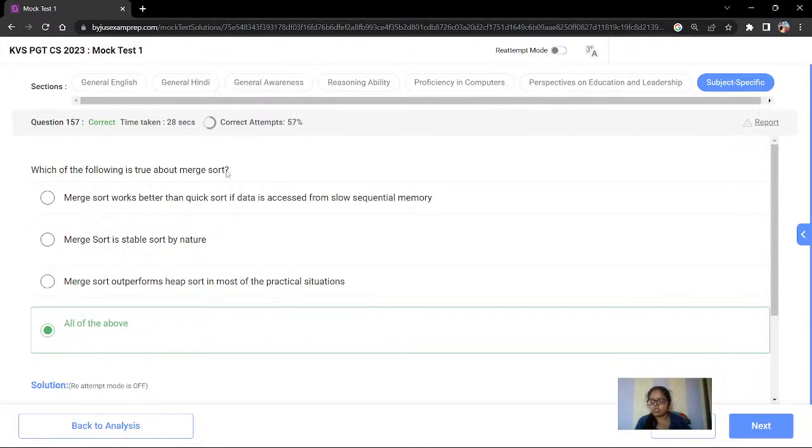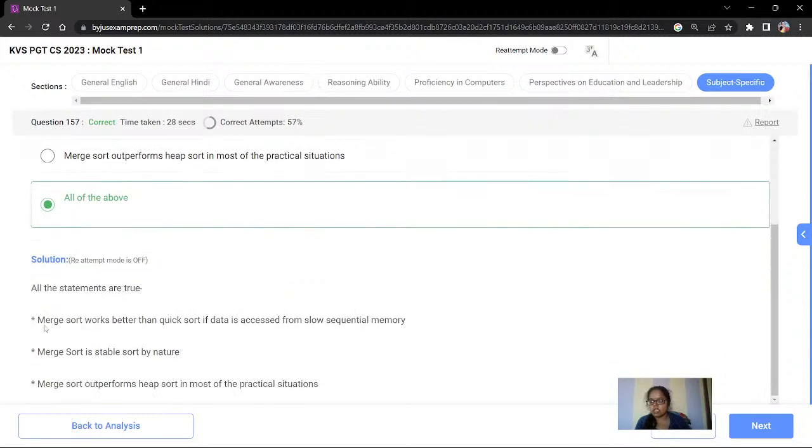Next, which of the following is true for merge sort? Merge sort works better than quick sort if the data is in slow sequential memory. Next, merge sort is stable sort by nature. Merge sort outperforms heap sort in this particular situation. So these statements are all true regarding merge sort.